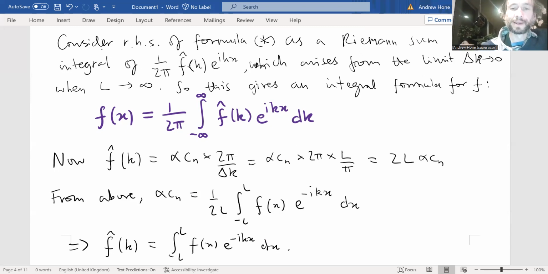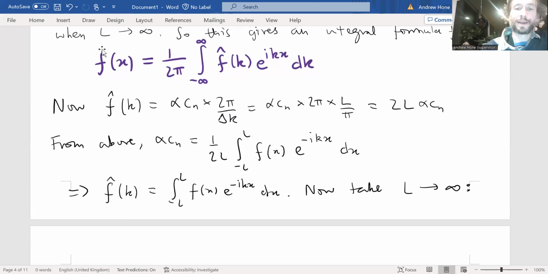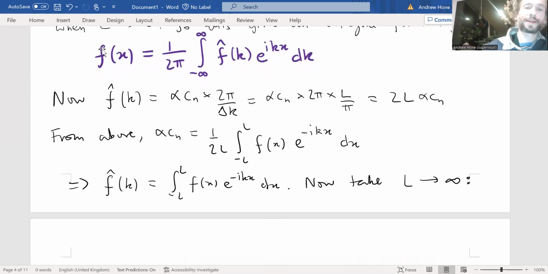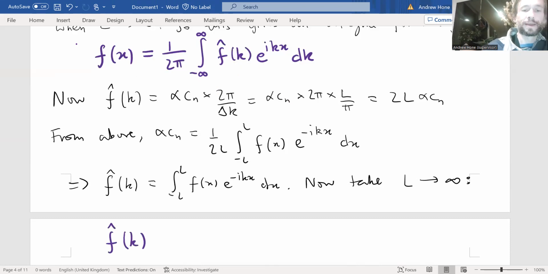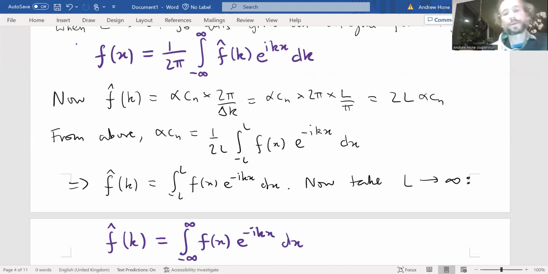So, taking L goes to infinity when delta k goes to 0. So now we can take L goes to infinity. And then what we end up with is now the formula for f hat as another integral across the whole real axis. So what we get is f hat of k is the integral from minus infinity to infinity of f of x e to the minus ikx dx.